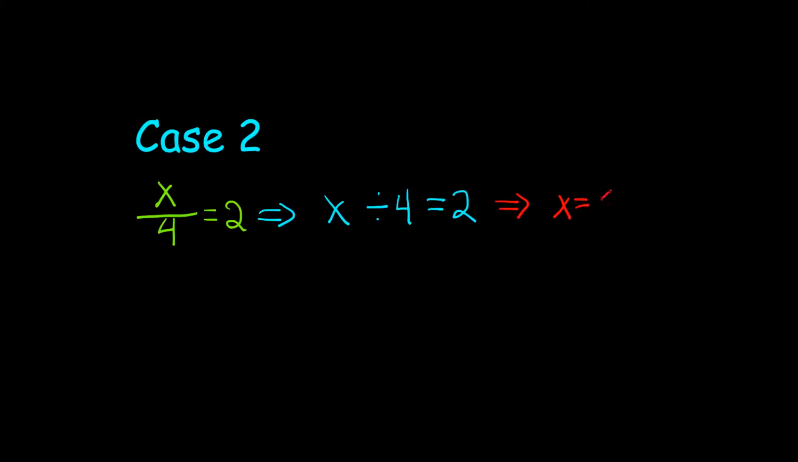Okay, so case number 2, this is the one every student loves. A number divided by 4 equals 2. Therefore, rewrite this out again. A number divided by 4 equals 2. And if we were to do the opposite of dividing by 4, that's the same as multiplying by 4.